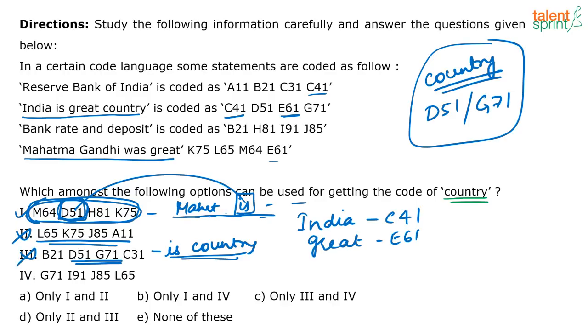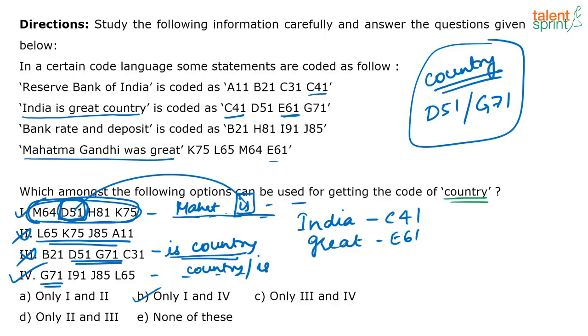Now let us look at the fourth option. In the fourth option, there is only G71. So definitely you look at the statement, either the word country will come or the word is will be there. So if I get the corresponding statement for this code, definitely I will understand G71 stands for which. Does it stand for country or does it stand for is? If I have found that out, I will again definitely get the code of country. So this is also a valid option. So using these 2 options, I will be able to arrive at the answer. So the correct answer for this question is option B, only 1 and 4.